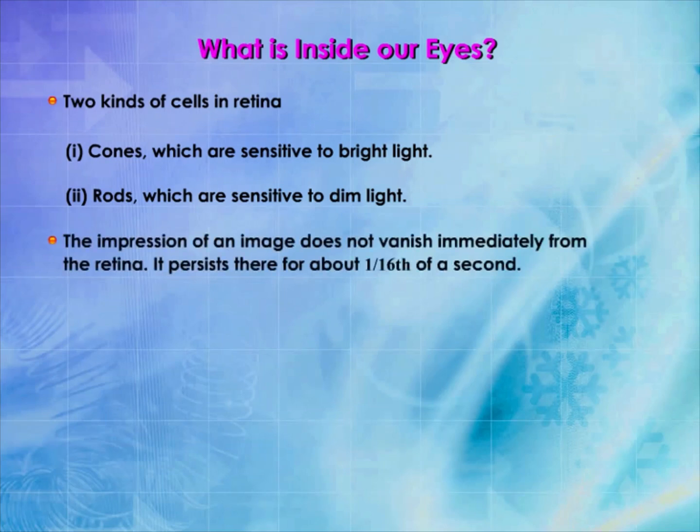The impression of an image does not vanish immediately from the retina. It persists there for about 1/16th of a second. So if still images of a moving object are flashed on the eye at a rate faster than 16 per second, then the eye perceives this object as moving.